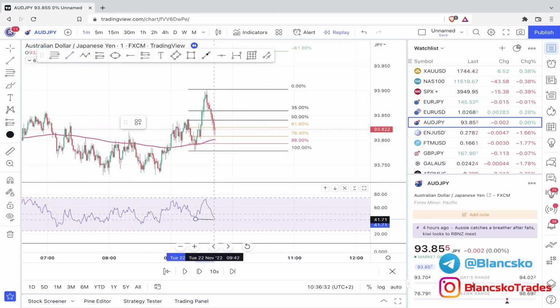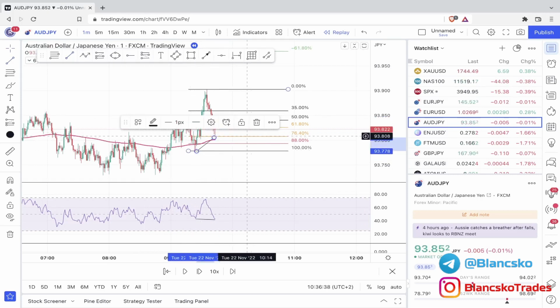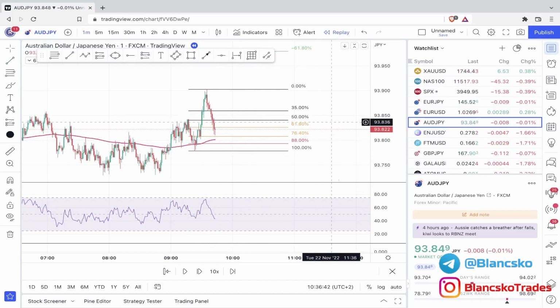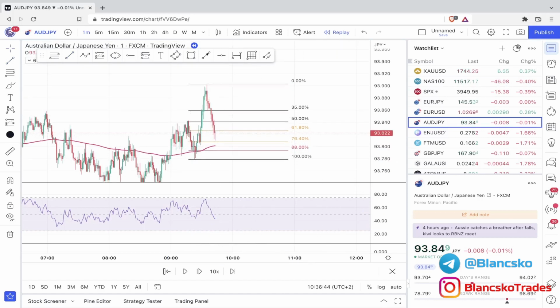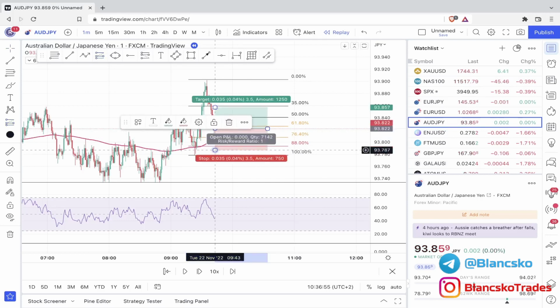The market here created a lower low, and in reality it created a higher low. So that's the hidden bullish divergence. I also have a video about divergences on my channel, so if you don't know how to spot them, please make sure to watch that one as well. So basically right here I would have entered for a buy. My stop loss would have been right below the doji.